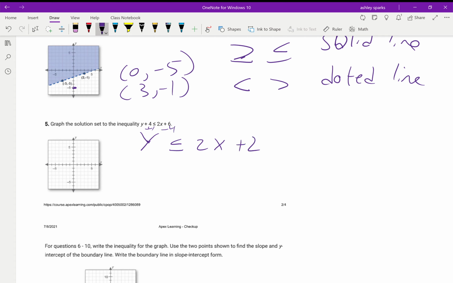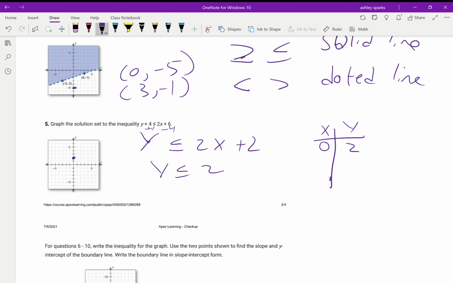You can make your table of values. This is just like a normal line. So start off just getting 2 points. X is 0. Well, if x is 0, y would be less than or equal to 2. So I'm going to have the point 0, 2.